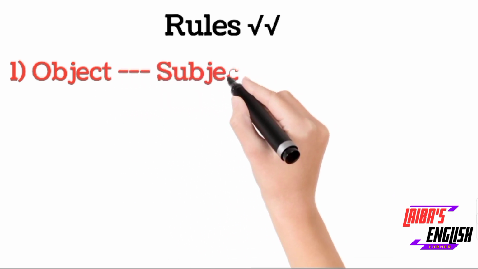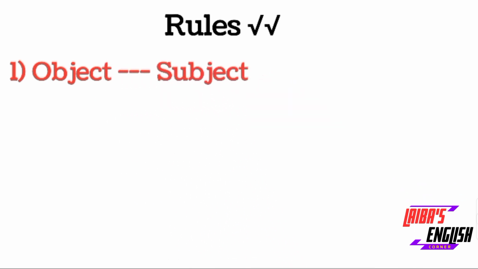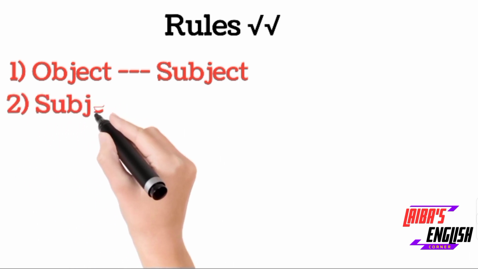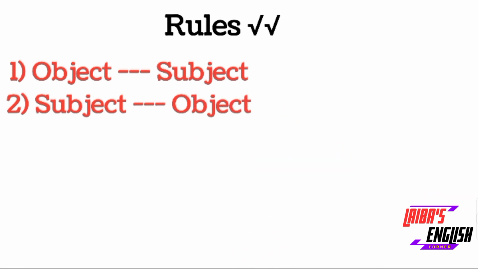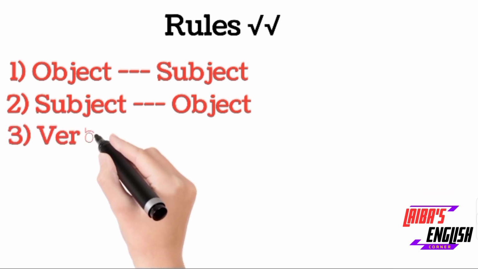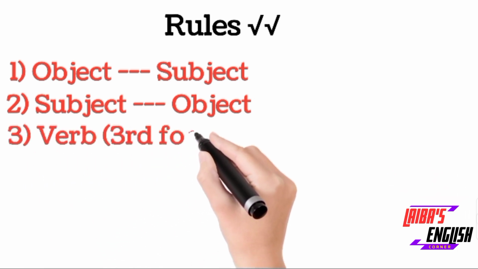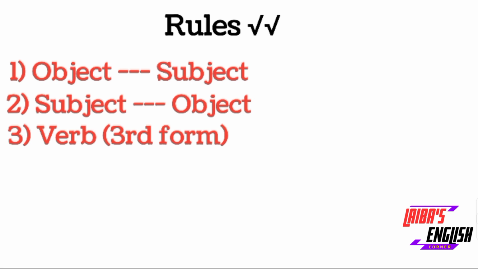First rule is that you have to change the place of the subject and the object. In active voice, the subject will go in the place of the object and the object will go in the place of the subject. Similarly, in passive voice, the object will go in the place of the subject and the subject will go in the place of the object. You just have to change the place of the subject and object.